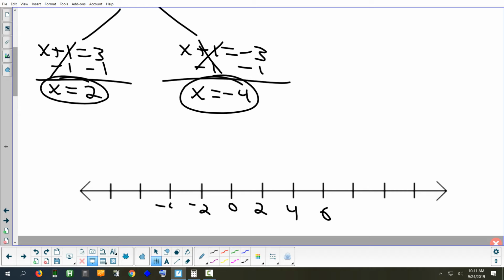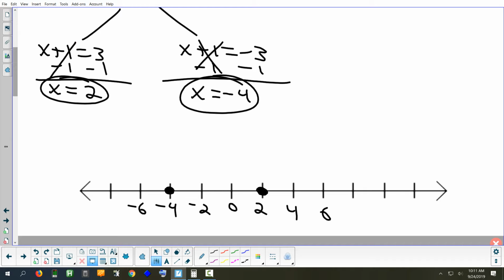You don't have to number everything, just number enough to do it. Put a dot on 2. So what we're doing is we're shading in all the numbers that are answers. So we only put a dot on the 2 and a dot on the -4.